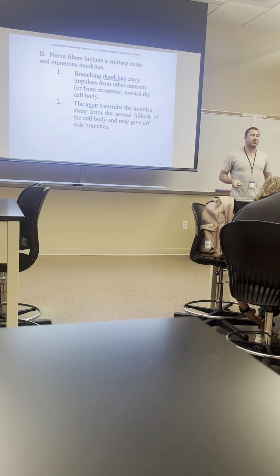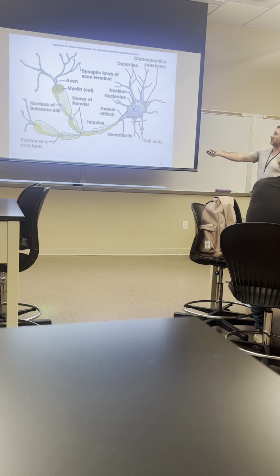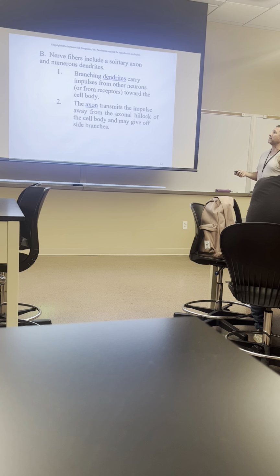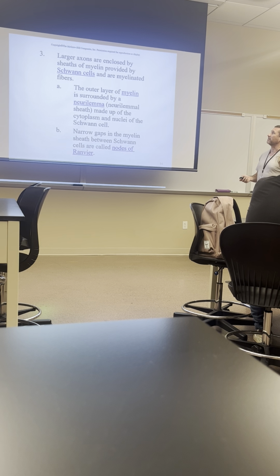So the axon transmits impulses away from the axon hillock. So this is the axon hillock. This is where the action potential is actually generated. We're going to watch a Crash Course video here pretty quickly talking about that. Impulses are sent from the axon hillock, and then go down the axon.